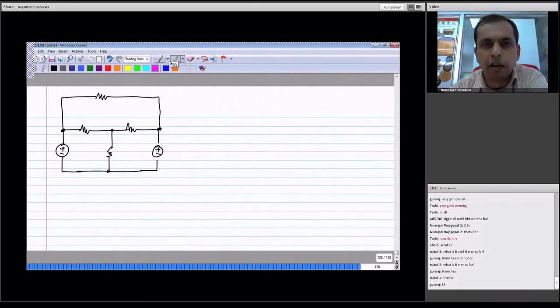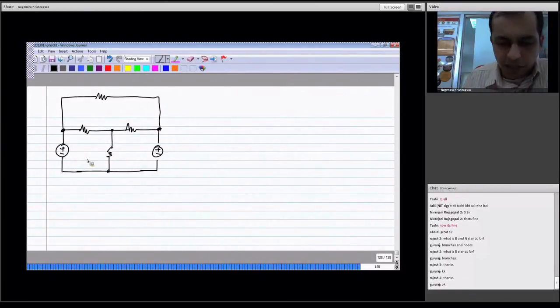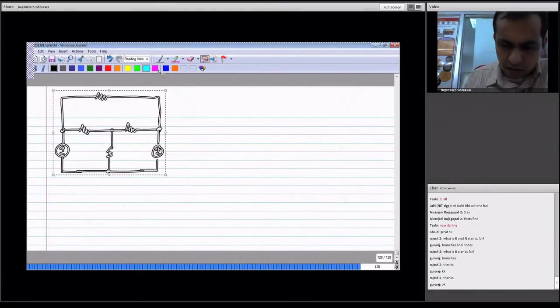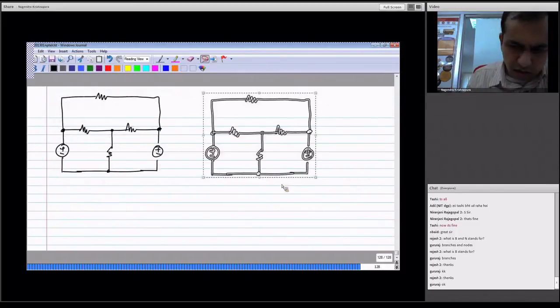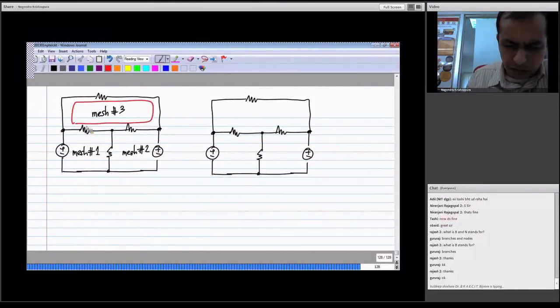Okay, so imagine that you are looking at the map of India. Obviously, you will be able to identify states on the map, and each of the states will be separate from the other state. Okay, and everything will be on the plane. Now, each of those regions, each of the states, if you will, is called a mesh. So I'll call it mesh number 1, mesh number 2, and mesh number 3. Okay. So mesh number 3 is this loop, mesh number 1 is that loop, mesh number 2 is that loop.